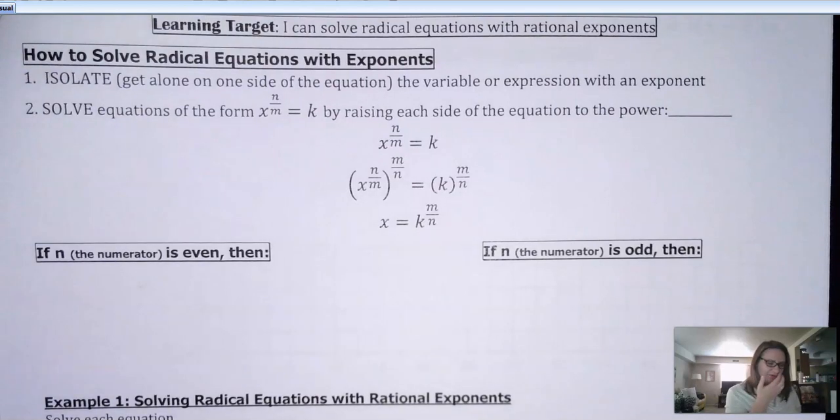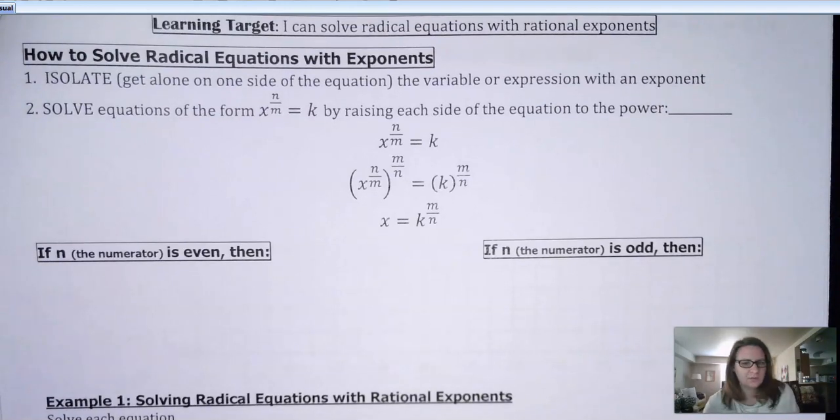All right, guys, so today we are going to work on solving radical equations with rational exponents. I don't have an extra copy of the packet today, so I am going to be doing this on a piece of paper because I'm going to try to do it live with the class tomorrow. But I do have everything written down here, so I just wanted to show this to you so you can see it. And we're going to go through these notes.